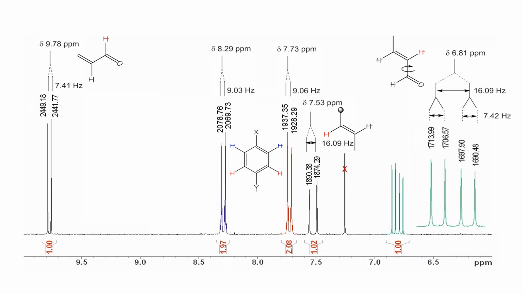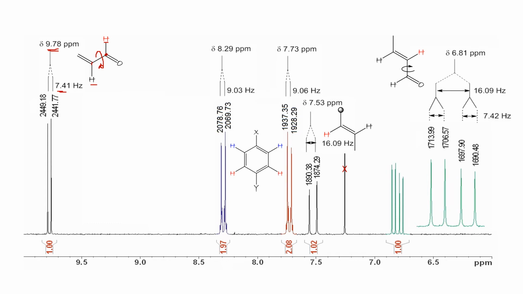Here we have to start with a distinguishable peak. This peak at 9.78 belongs to the aldehydic proton adjacent to 1H, J value 7.4. This is free rotation. That's why we see this J value.